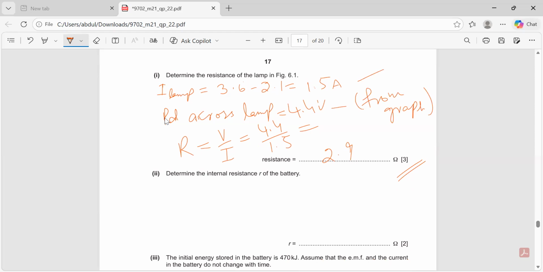For the internal resistance of the battery, we know the formula that E is equal to V plus I r. V is the terminal potential difference, which is across the lamp. Now the total voltage is 12. We calculated the potential difference across the lamp, that is 4.4, so 12 equals 4.4 plus the current times r. The internal resistance is within the battery and the current in the battery is 3.6.